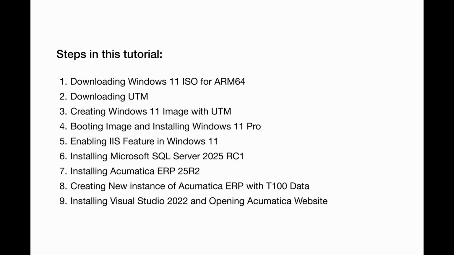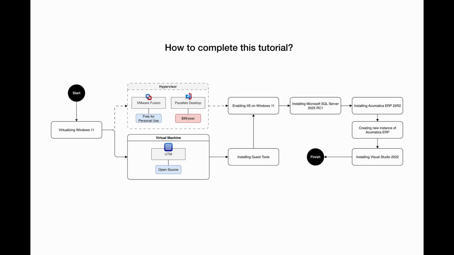There are several ways to run Windows on your ARM-based Mac. In this tutorial, we will use UTM, a free and open source virtualization tool. If you prefer, you can use Parallels Desktop or VMware Fusion instead. These options work just as well. For Parallels Desktop and VMware Fusion users, you can skip ahead to the section on enabling the IIS feature in Windows 11 and continue from there.